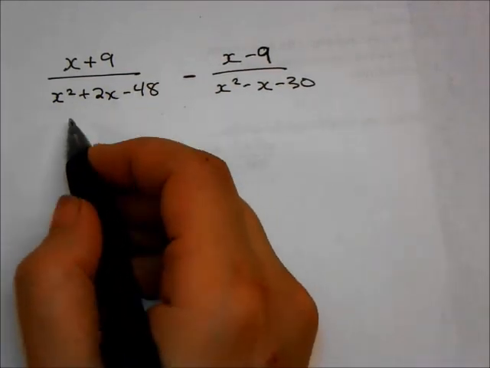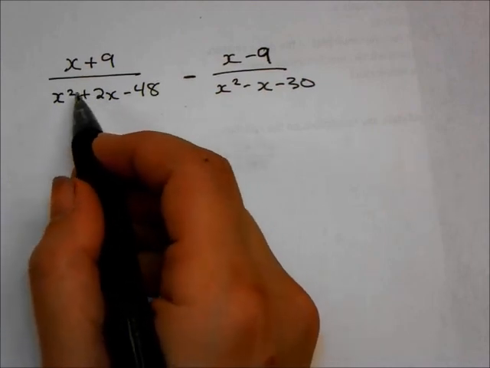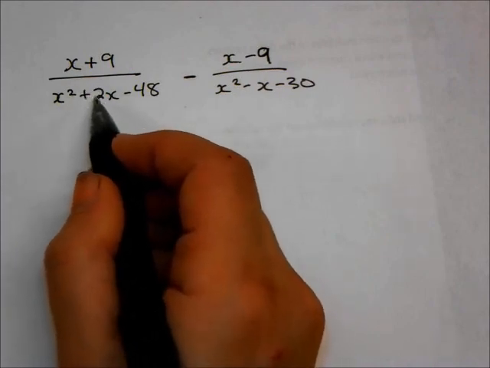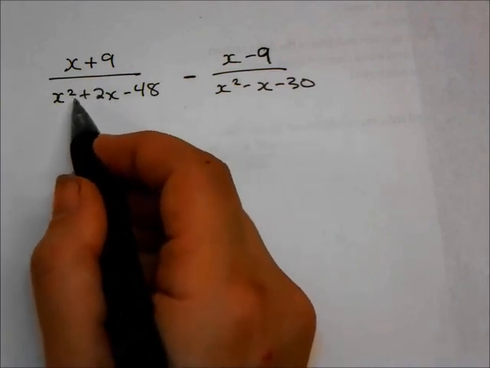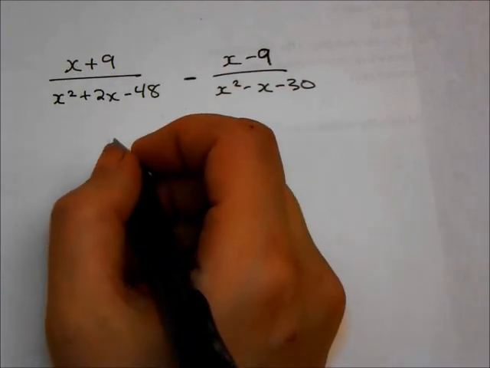Alright, for this last example, there's a typo. On your sheet, this sign right here is a negative. I need you to change it to a positive. Please change this to a positive. Done? Excellent. Okay. So first step is to factor.